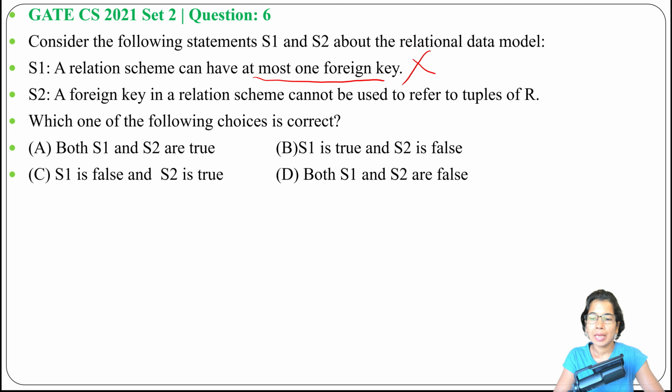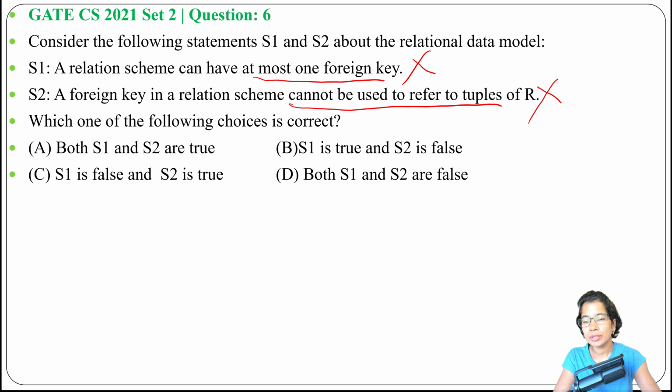Next, statement 2. A foreign key in a relation schema cannot be used to refer to tuple of R. No, it's false. It can refer to its own table or another table. Here it's written it cannot be used to refer to tuple of R. It can refer. So a foreign key in a relation schema can refer to its own tuple. So statement 2 is false.